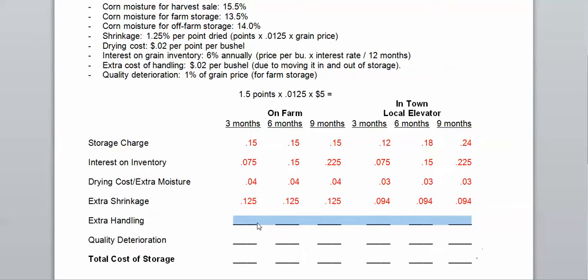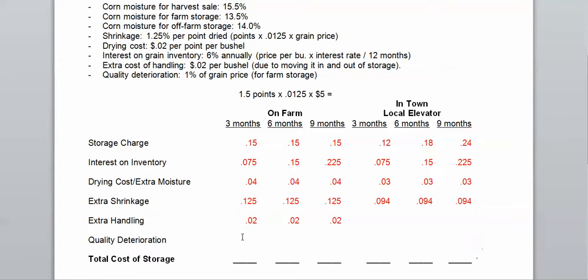Okay. Extra handling. If we take our corn home and put it in the bin versus going straight to town, that's extra time and effort of putting the corn in the bin, leaving it there, then getting it back out. So we need to charge ourselves, on this sheet, 2 cents a bushel. That might actually be a little bit light, but we're going to go ahead and charge ourselves that. Now, if we take it to town and store it at the local elevator, we don't have that handling charge. That's their problem. Once we take the corn to town, it's out of our hands. We do not have to take it back out of our bin. We don't have to run an auger or anything like that. So that's just a charge that we incur if we keep our corn at home.